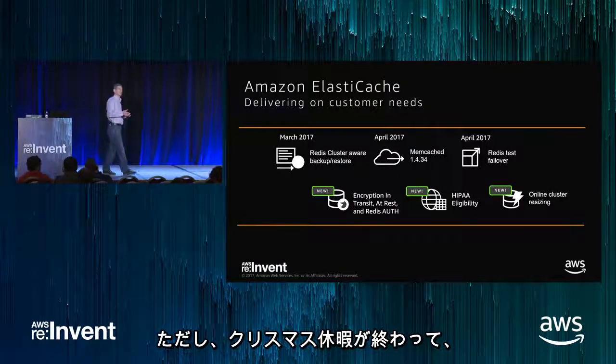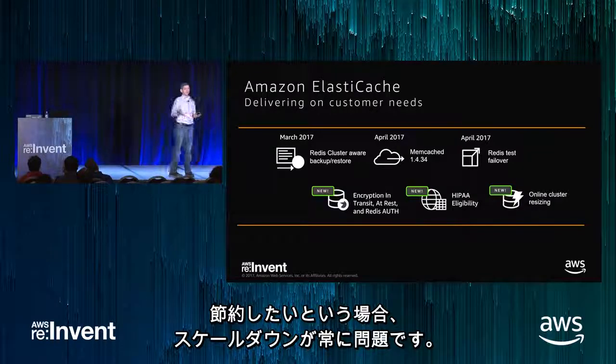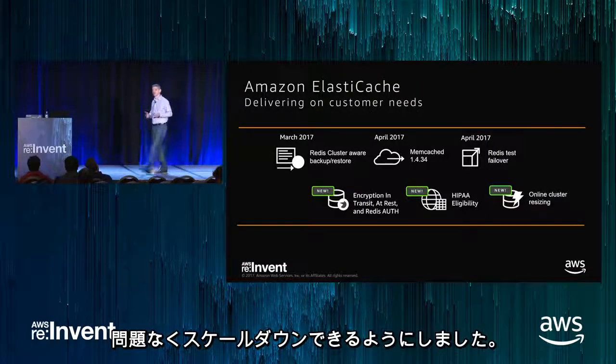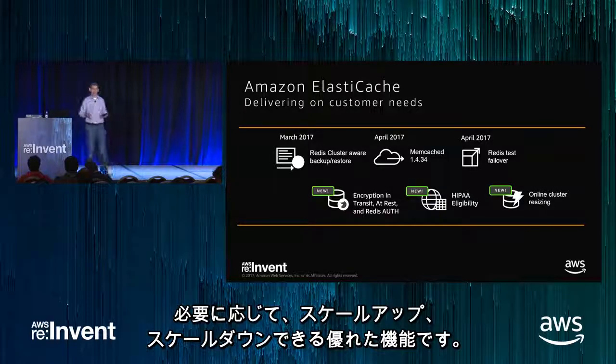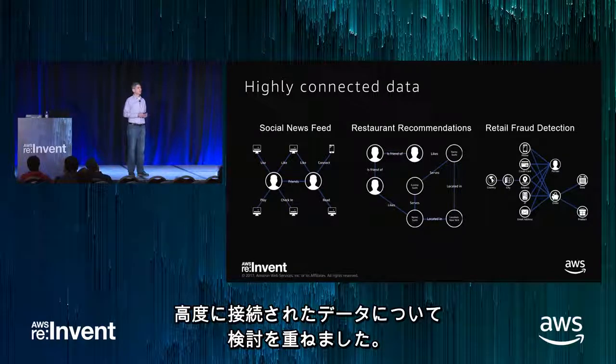But more interesting, after the holidays are over, you want to start saving money. Scaling down is always the problem. So what we've done here is, as long as you have enough memory, the scaling down actually works, and you don't have to worry about it. So you can scale up, you can scale down. Really cool feature. So we talked quite a bit about highly connected data.